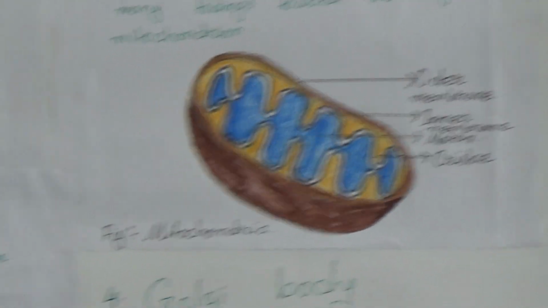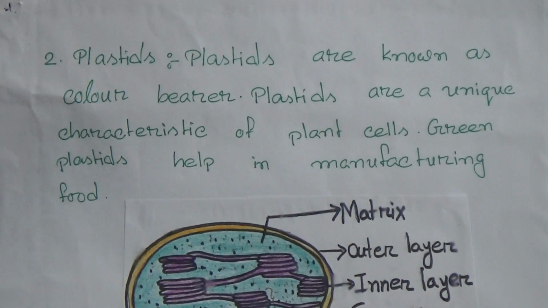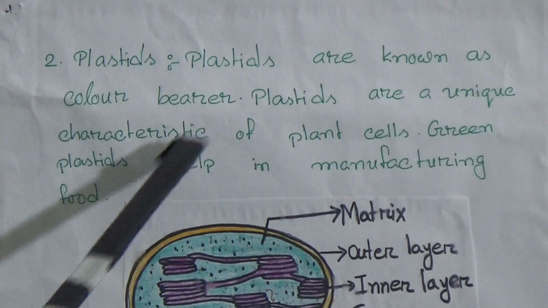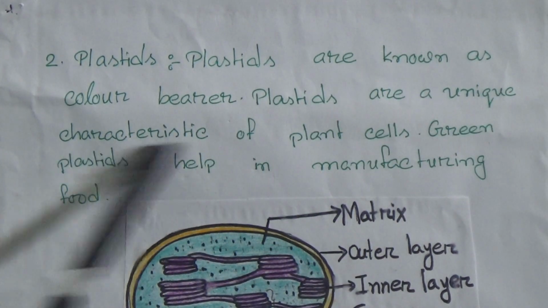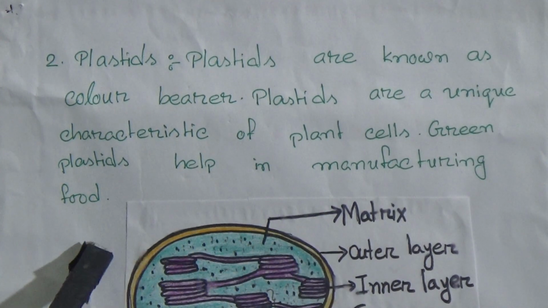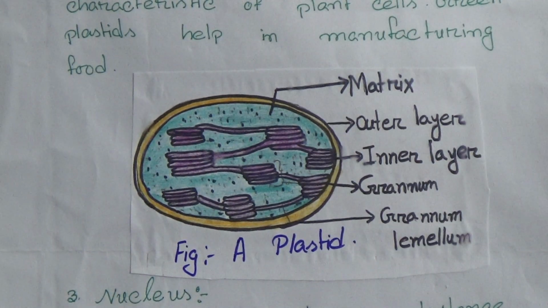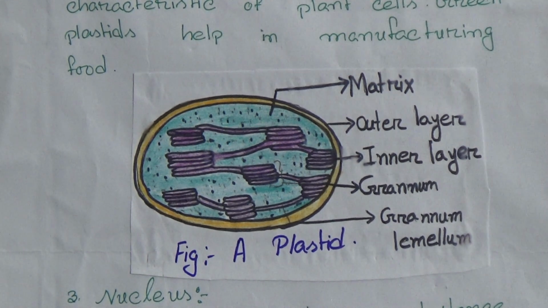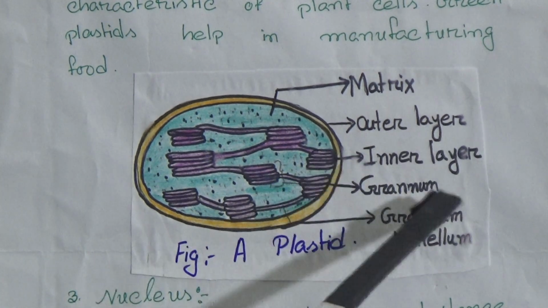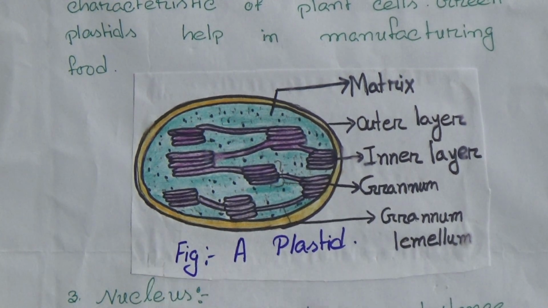Now we go to the next organelle, plastid. Plastid is present only in the plant cell, but it is absent in the animal cell. Plastids are known as color bearers. Plastids are a unique characteristic of the plant cells. Green plastids help in manufacturing food. Here is the picture of a plastid. You see the jelly-like wet thing inside of the plastid is called matrix. There are two layers, outer layer and inner layer, and in the plastid you find granum and granule lamella.